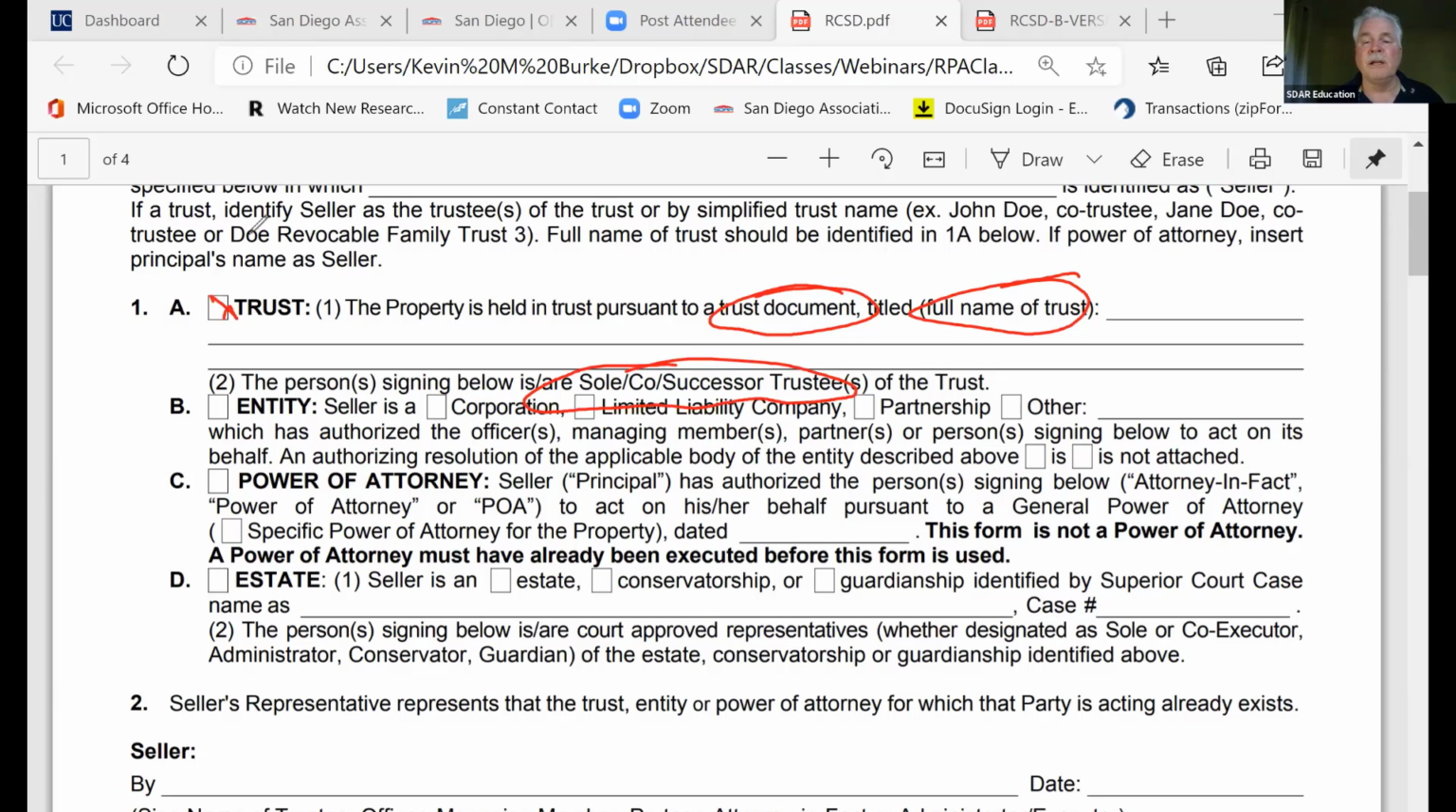So number 2 is going to be my entity again, and now the entity is going to be one of these things. Check the box, okay, and that's either this or this or this, which has authorized the officer, managing member, partner, or person signing below to act on its behalf. And then is the authorizing resolution attached or not?